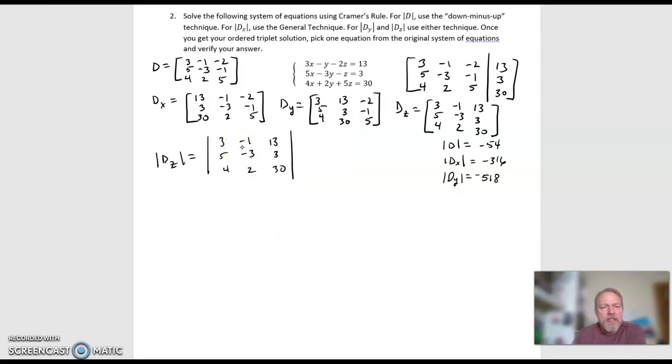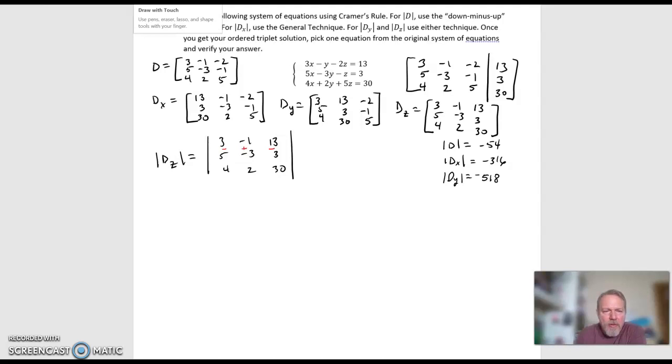All right, I went ahead and erased. I put the determinant of the D sub Z matrix up. It's the determinant of 3, negative 1, 13, 5, negative 3, 3, 4, 2, 30, this D sub Z matrix. And I'm going to pick the middle column as a good pivot column again. It's probably the best one. I'm going to pick the middle row. I suggest you do the middle column. I'm going to do the middle row, and you'll see it's the same answer. So plus, minus, plus. This middle row is minus, plus, minus. And then we're going to pivot off that.